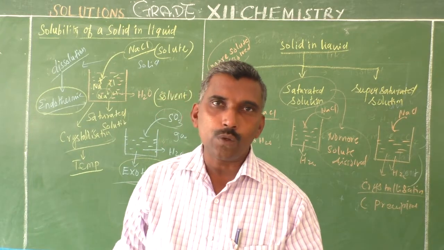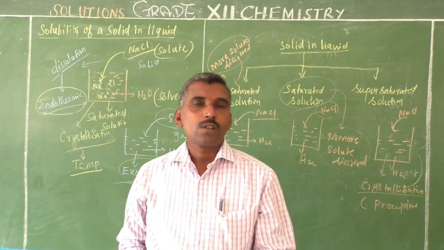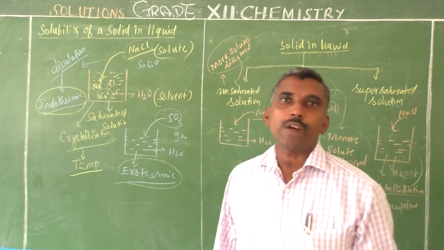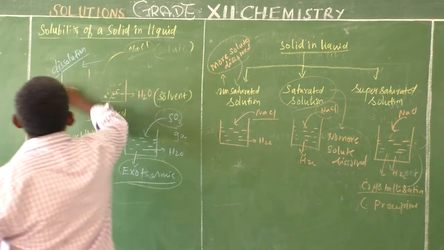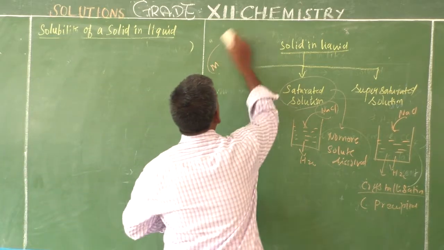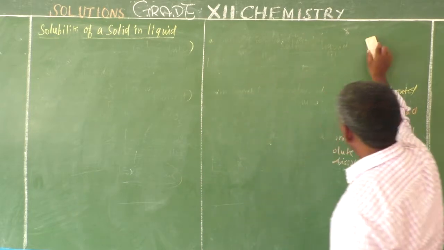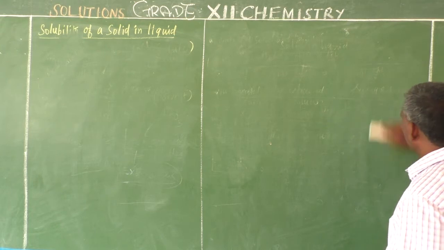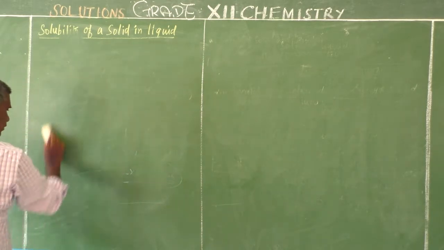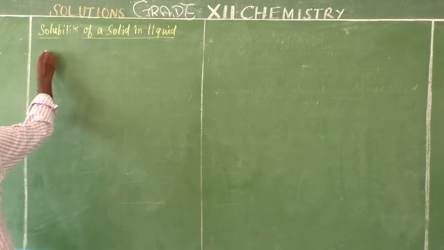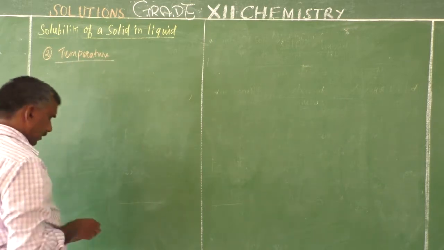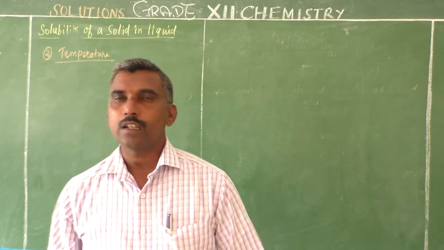So, for a solid dissolved in a liquid, there are three factors. The first is the nature of the solute and solvent. The second factor is temperature.